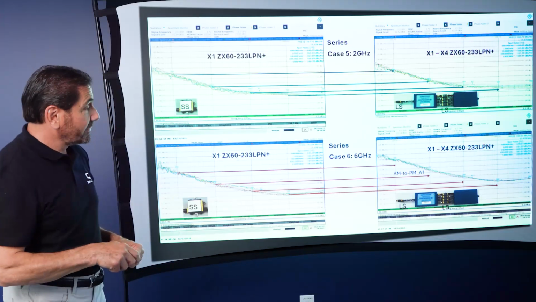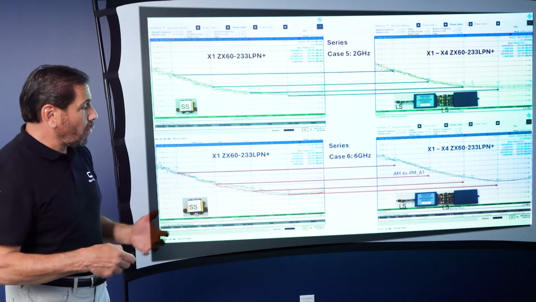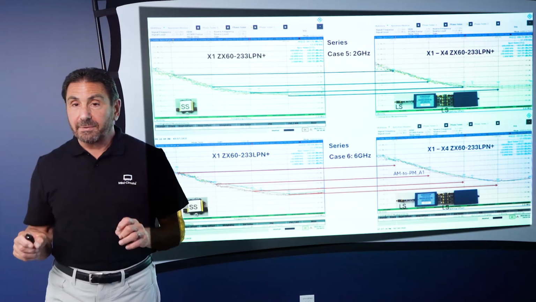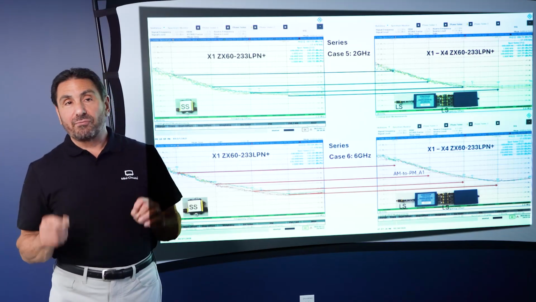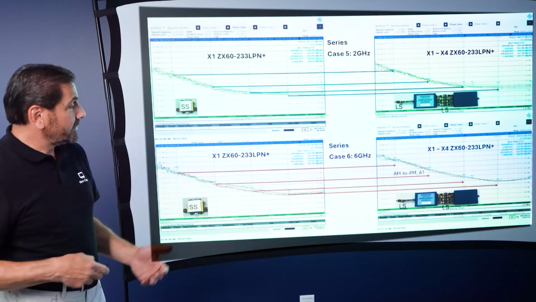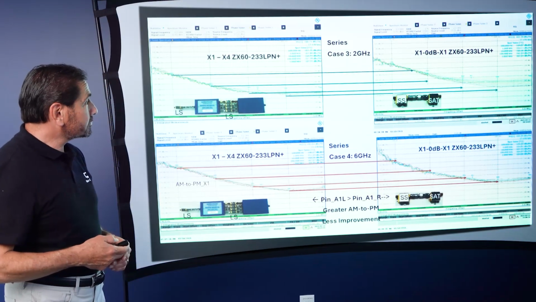Not the case at 6 gigahertz. Why? Because again, we're driving this guy incorrectly. He's dominating our performance now, so we want to change that. Can we? Let's find out.